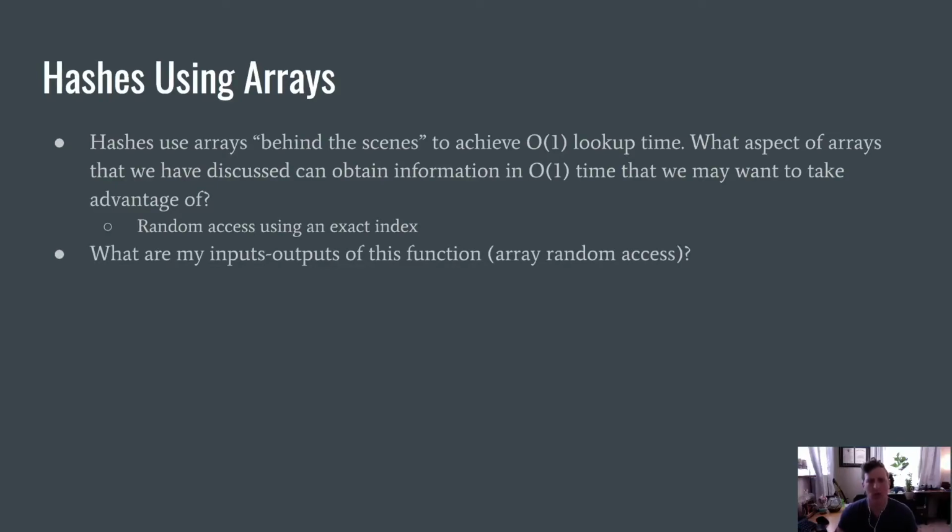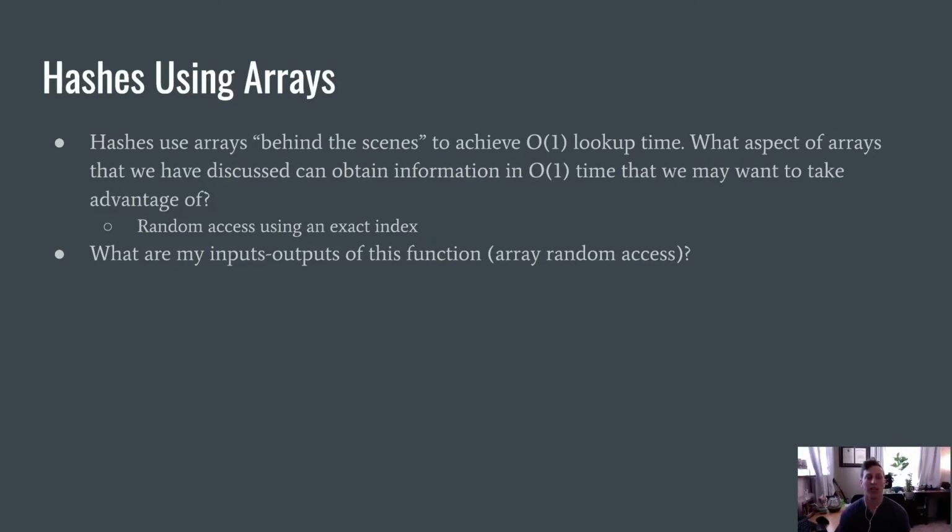So if we're going to use this O of 1 array random access lookup when I'm trying to get key value pairs or set key value pairs in my hash, we need to break this up into a series of functions, right? Anytime we solve a large problem, we want to break up the problem into a series of subproblems that we can solve easily. So we want to combine a few functions together to give us our whole output.